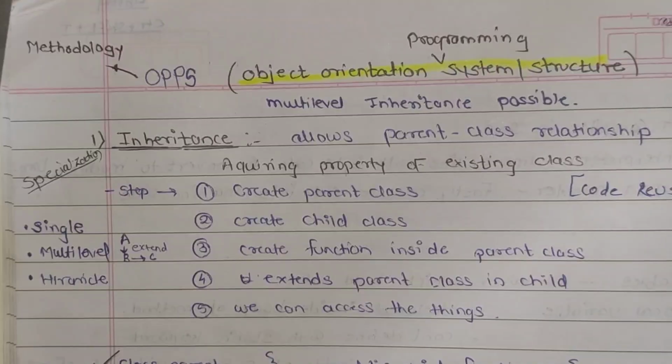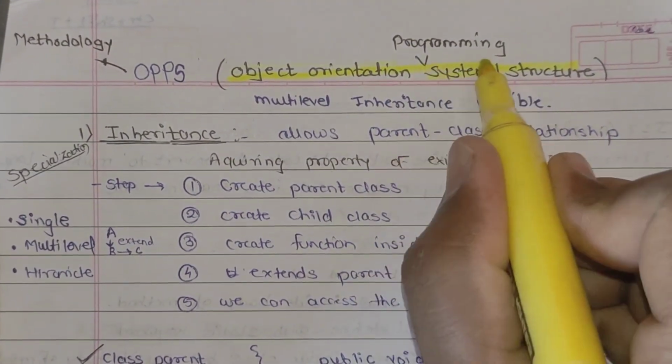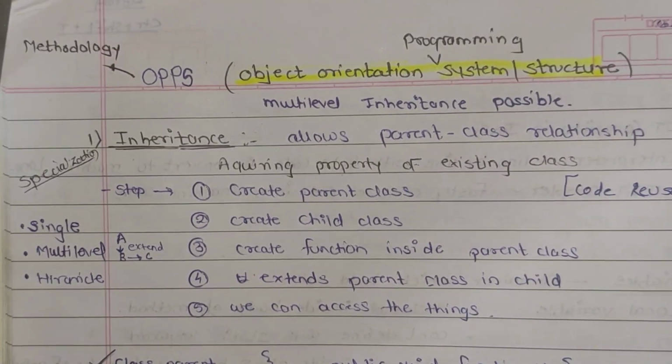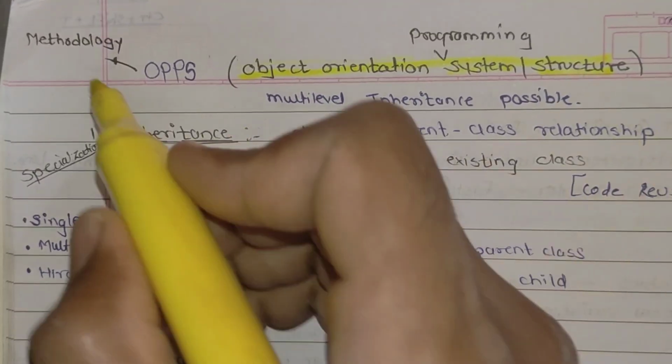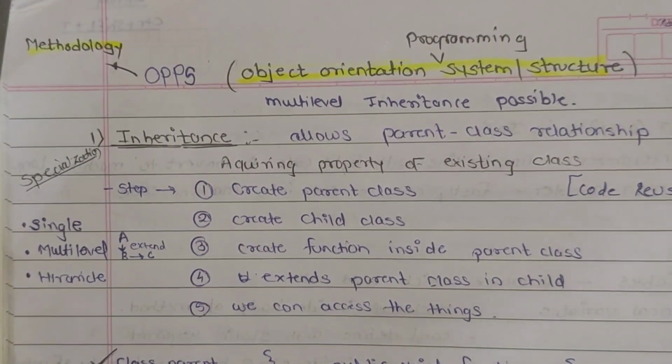So what is OOPS? OOPS is nothing but object oriented system or structure. Generally it is called object oriented programming. So in Java it is a methodology. OOPS is a methodology, you need to remember this. So what are the four pillars of the OOPS concept? Let's discuss one by one.